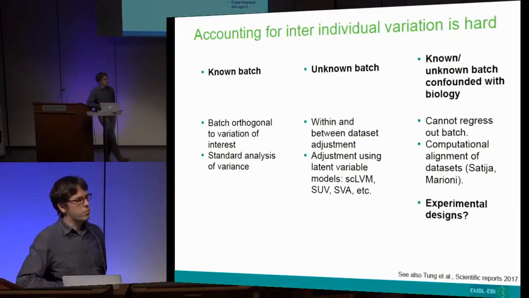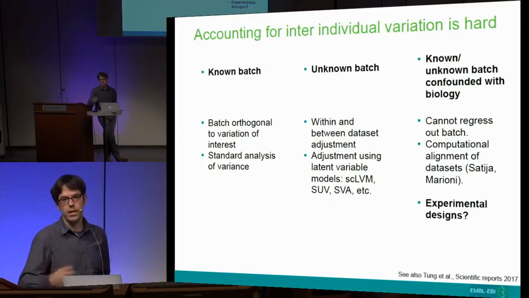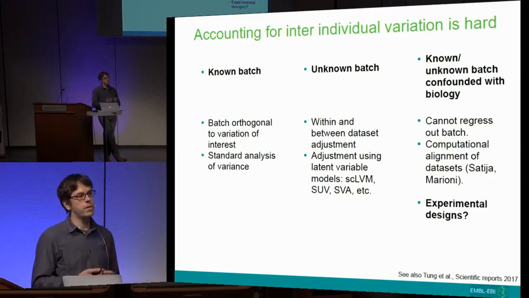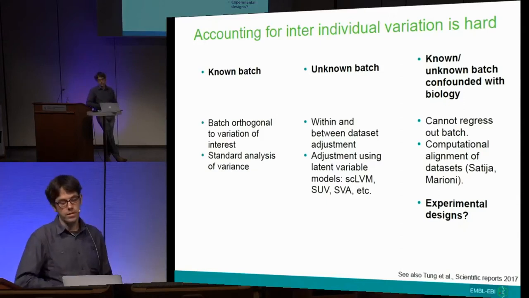Then there's this unknown batch, which is a factor that perturbs our experiments, but we don't measure it. We don't know its state. We heard about the cell cycle. Dana has mentioned this, some of our old work. But there are methods to try and recapitulate or infer these variables from the data so that we can then adjust for them in our analysis. And that is obviously an important way forward.